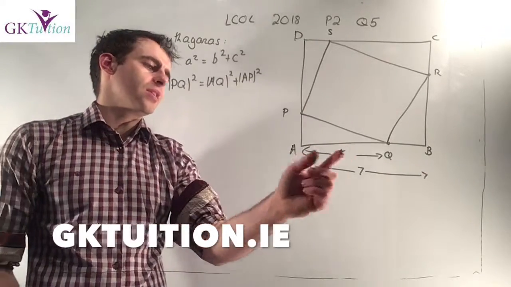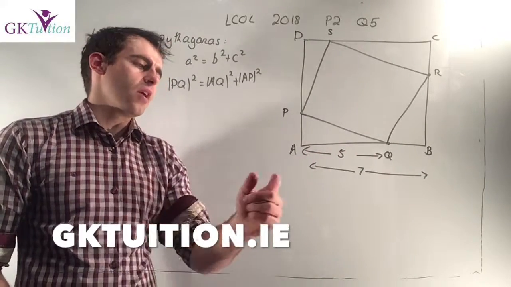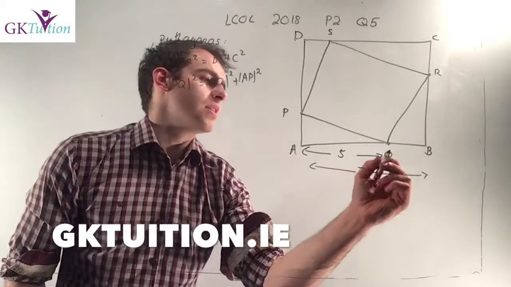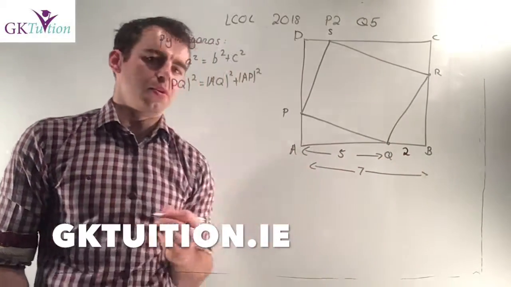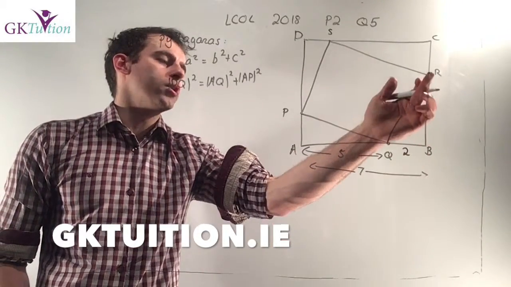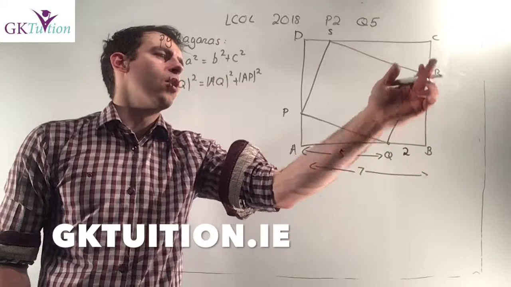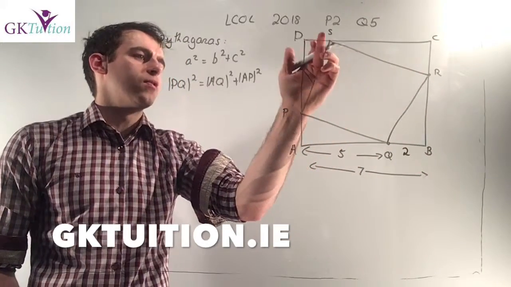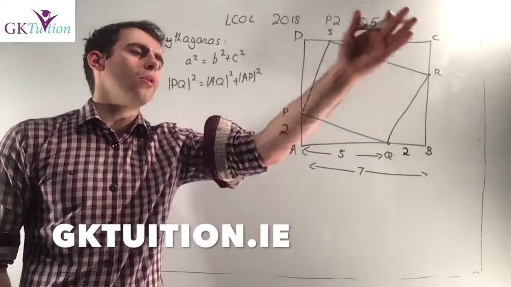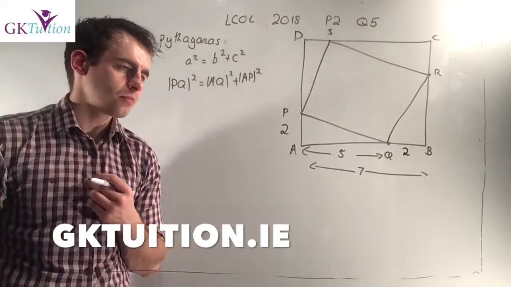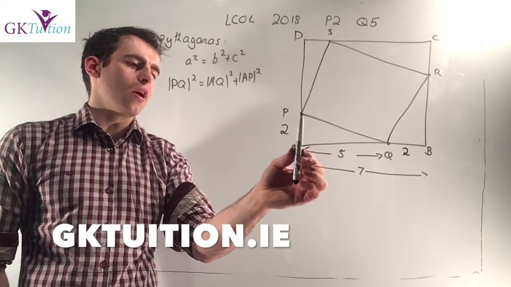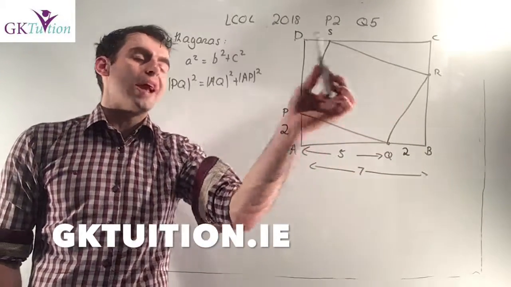They've told me that the distance from A to Q is 5 and the distance from A to B is 7. So obviously that means the distance from Q to B is 2. So by extension then I know that the distance from B to R is 5, R to C is 2, that one's 5, this one is 2, that's 5 and this one is 2. So I know all those measurements along the outside. The question here is to find the area of the square PQRS.